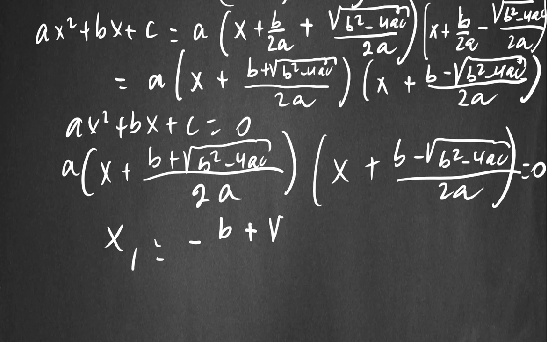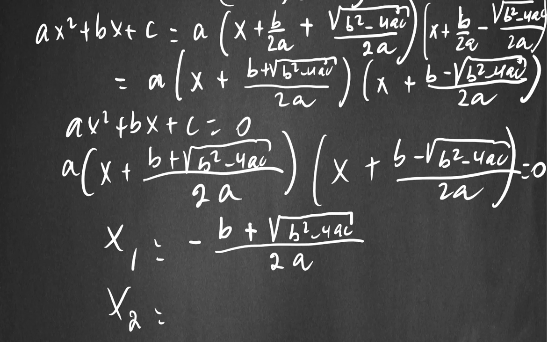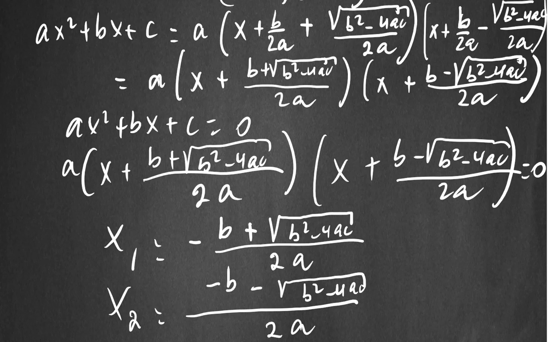plus square root of b squared minus 4ac over 2a, and x2 is equal to minus b minus square root b squared minus 4ac over 2a. This is what we are looking for. Now you have 1 and 2. These are the two roots.